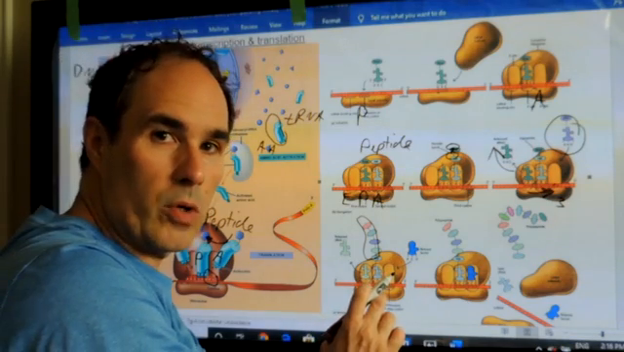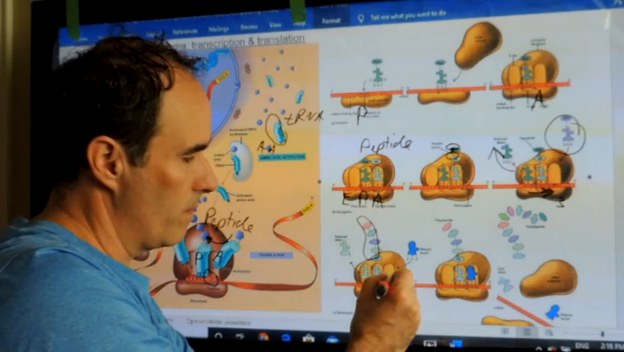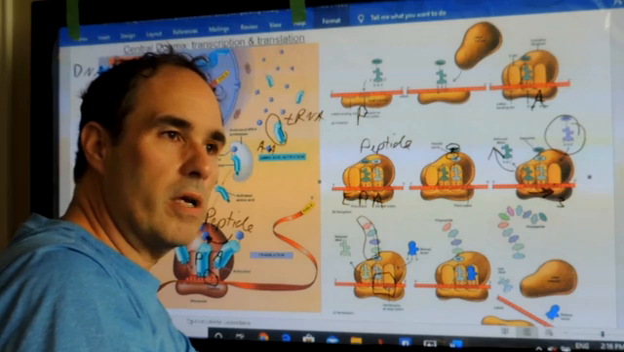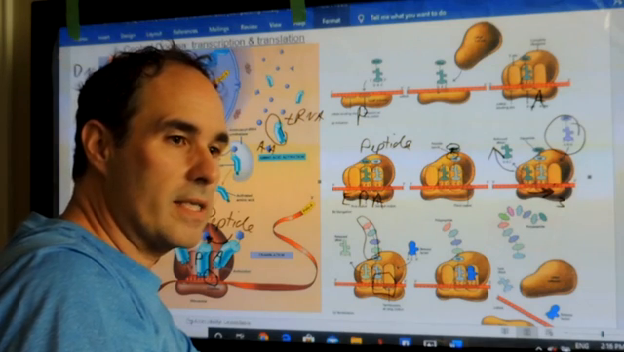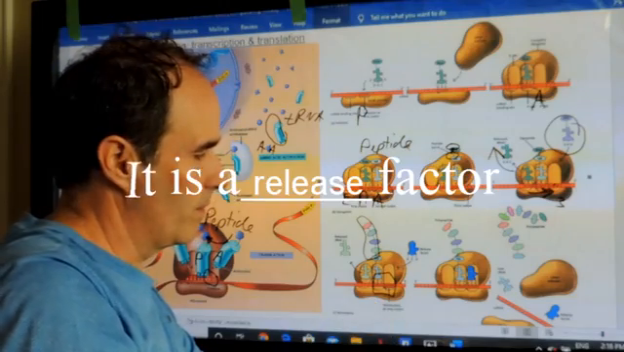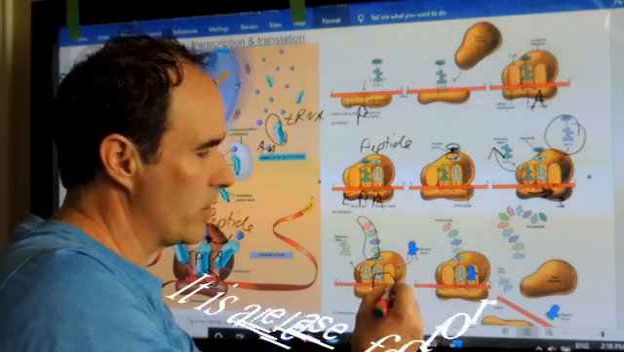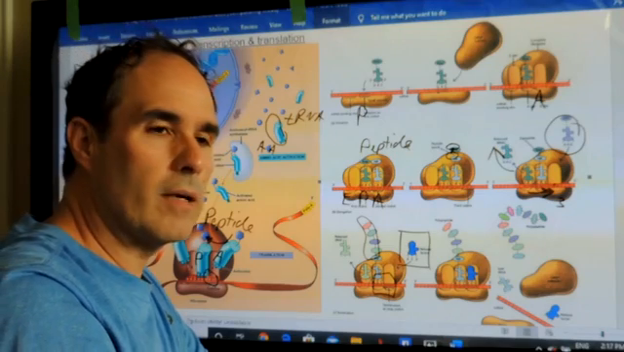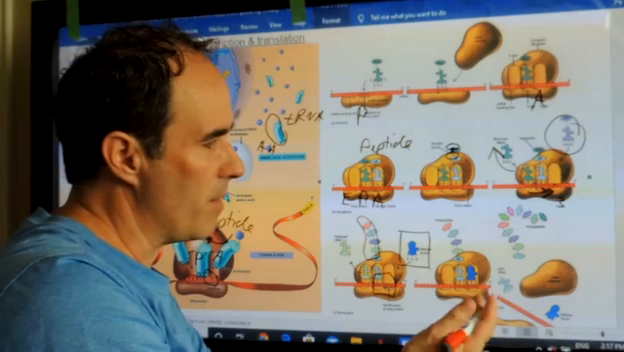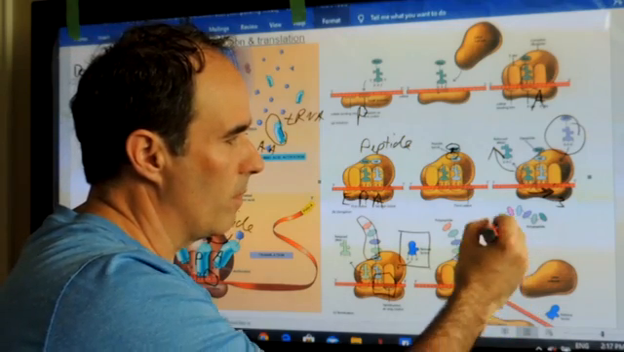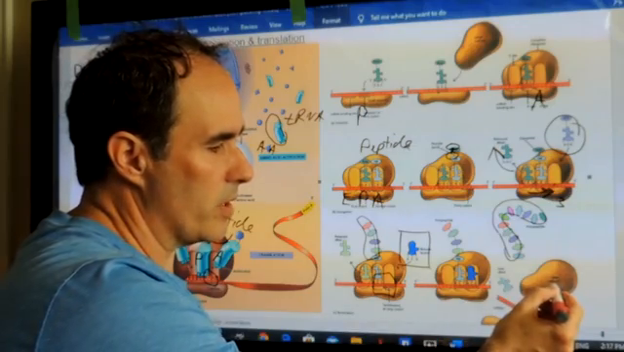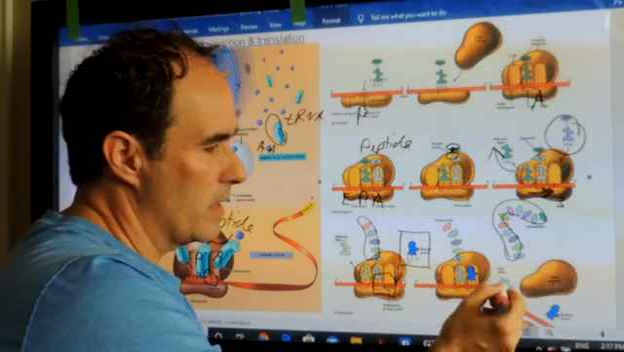Eventually, the stop codon will be reached. So right here, this is the signal, the stop signal. Remember, there are 3 nonsense codons which signal for stop. When the stop signal is reached, terminating factor comes in, it moves into site A, it gives a signal for everything to break up, and we have our polypeptide, we have our large subunit, small subunit, tRNA.